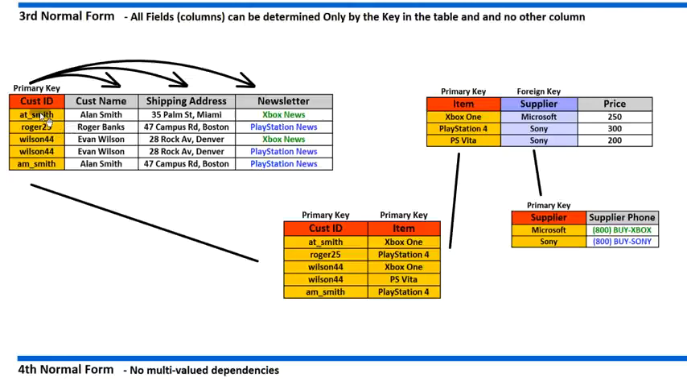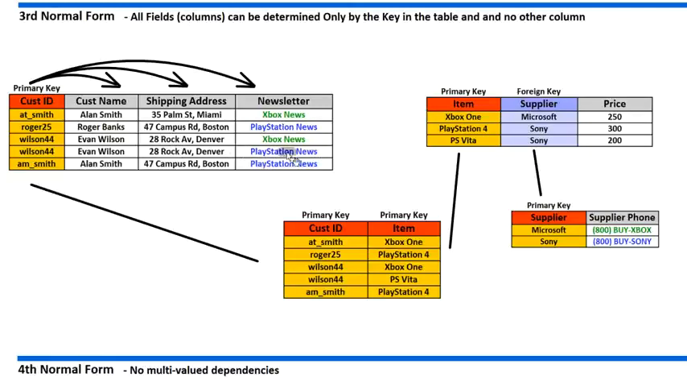This field depends on the customer ID. This address depends on the customer ID. And the subscription depends on the customer ID. So these are all dependencies of the key. However, there's still a problem. As you can see, Evan Wilson is in here twice with the same address because he subscribed to 2 different newsletters. So if he would change his address, I would have to change it in 2 places.